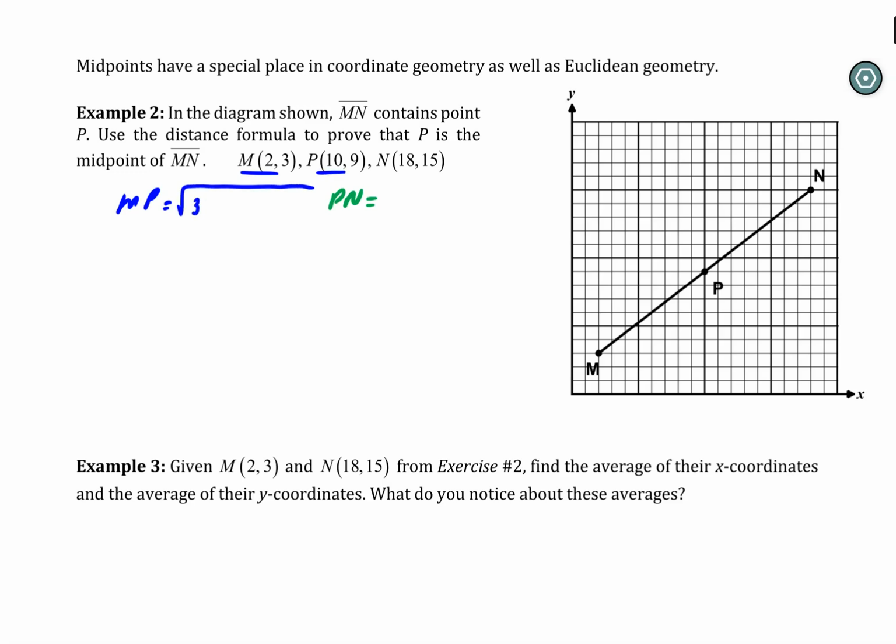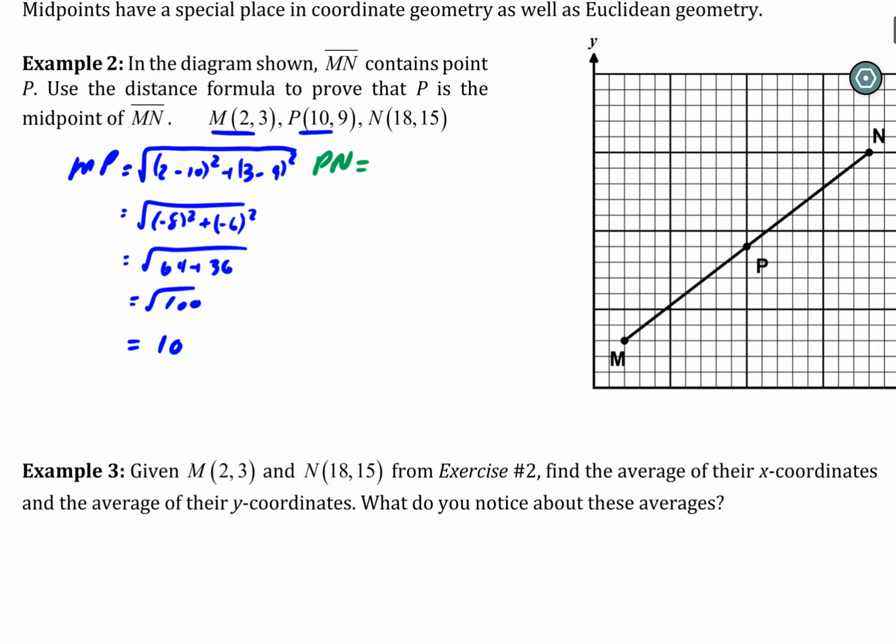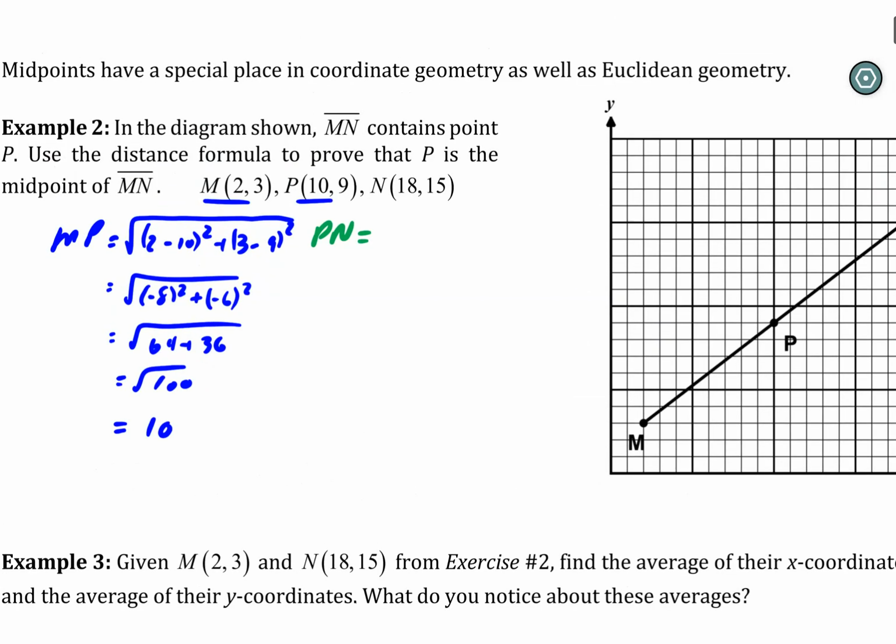So we've got the X terms: the difference in the X's squared plus the difference in the Y's squared. Remember, the order doesn't matter as long as you do it from the same point each time. So I've got -8 squared plus -6 squared. That's going to get me 64 plus 36, the square root of 100. Nice simple one, just 10. So if P is in fact the midpoint, that means PN should be the same thing. So let's find that out.